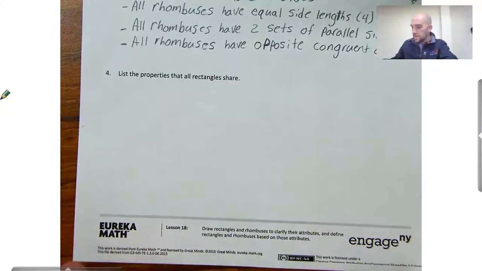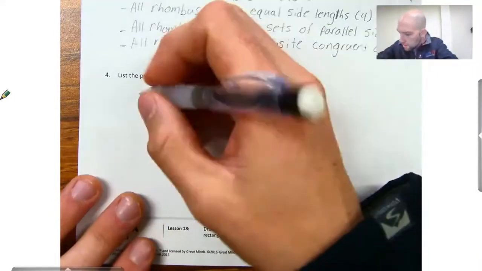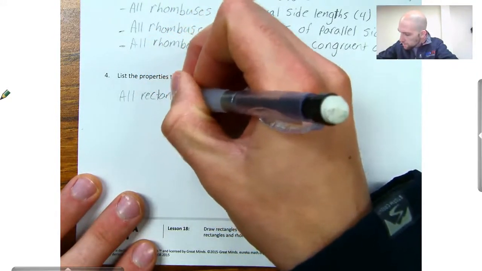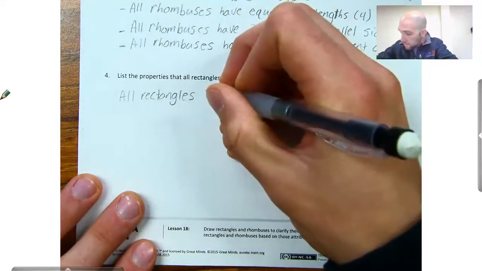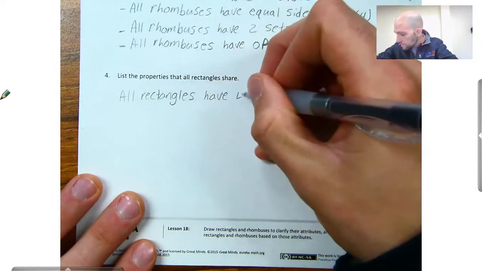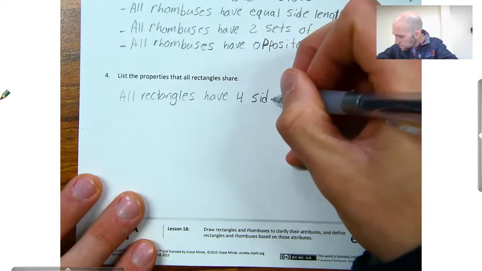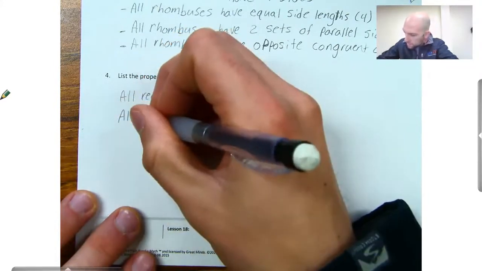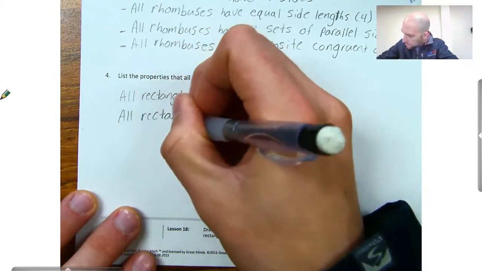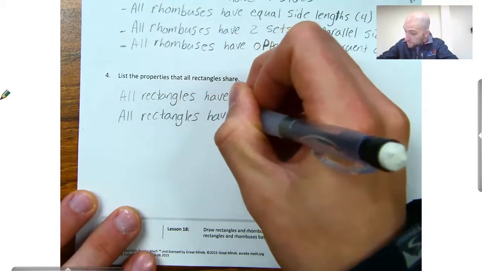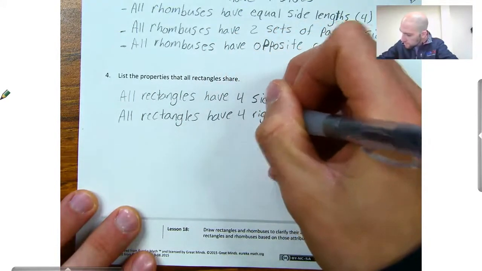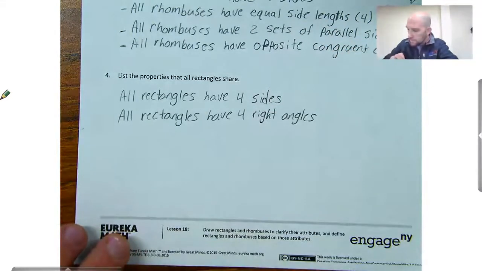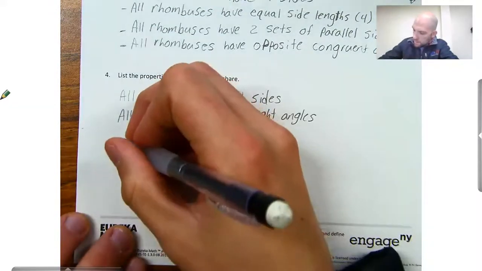All right, now it asks us to list the properties that all rectangles share. All rectangles have four sides. All rectangles have four right angles.